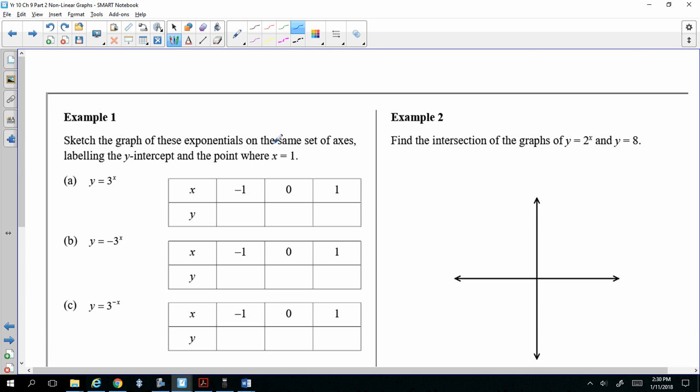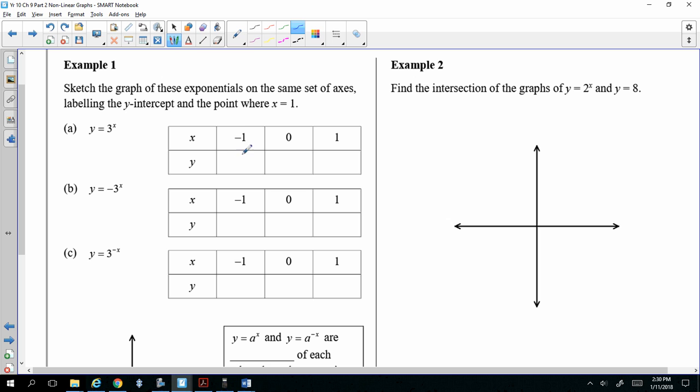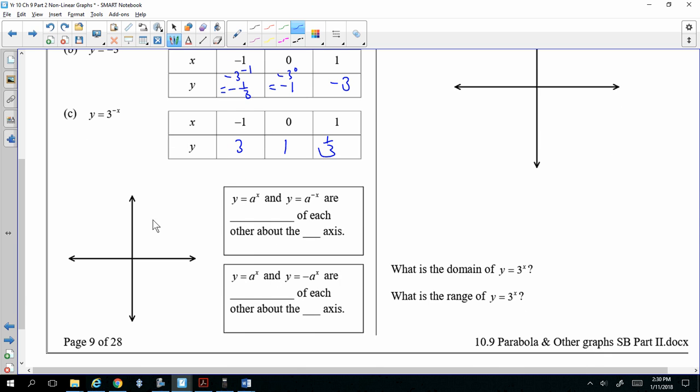So this one will be 3 to the power negative 1, you get 1/3, then you get 1, then you get 3. And this one, negative 1, you get negative 1/3, then negative 3 to the power 0, which is negative 1, and then you get negative 3. The last one you get 3, 1, 1/3. So we're going to plot this on the graph. Clearly, this one is 1, that's 1, 2, 3.